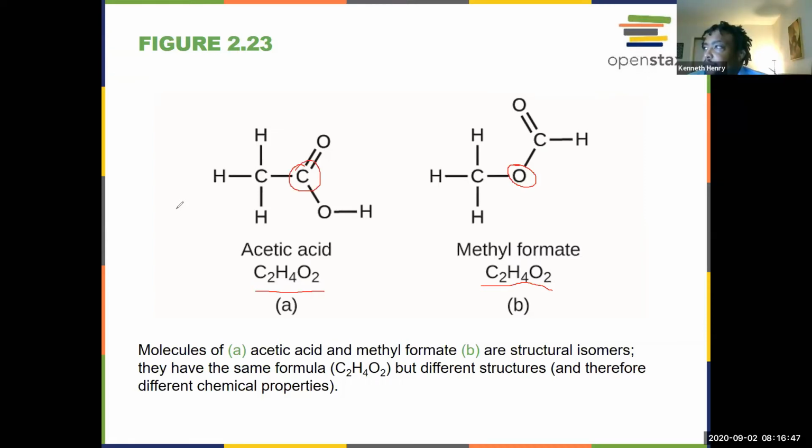Yeah, the fact that we have that oxygen in between the two carbons, and then here the oxygen is on the outside of the carbons. Okay. Good job.